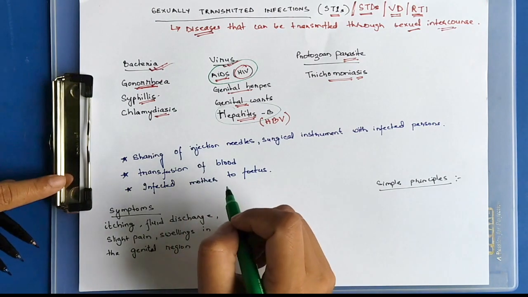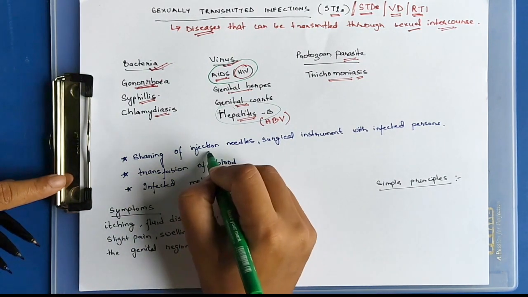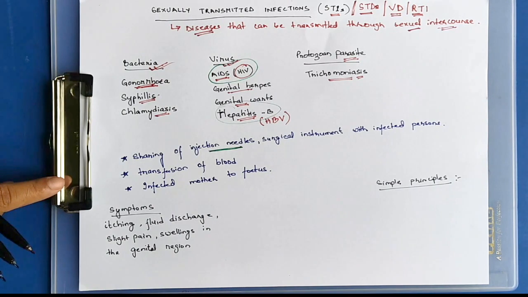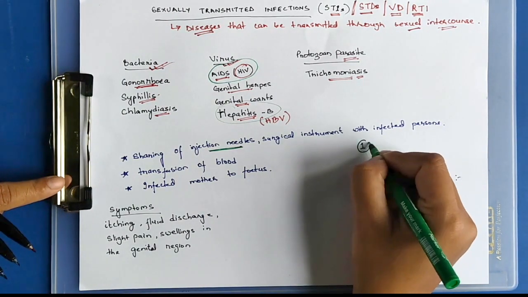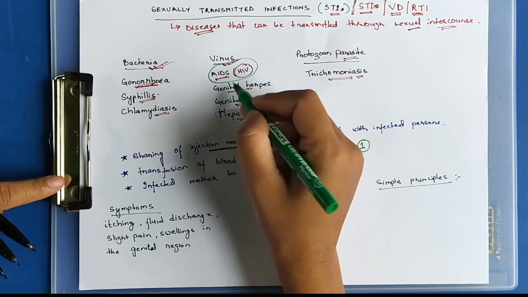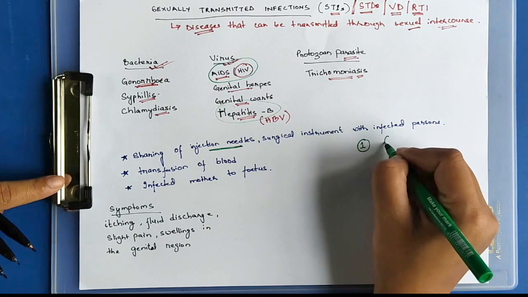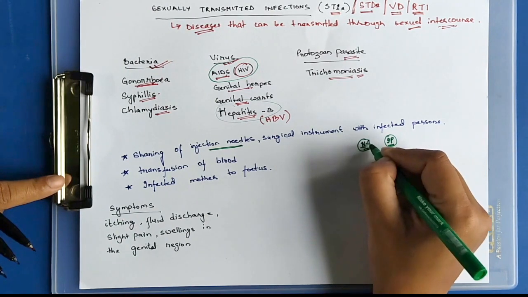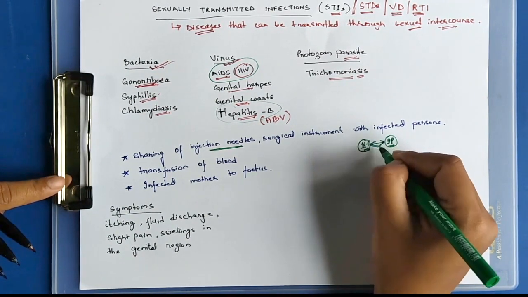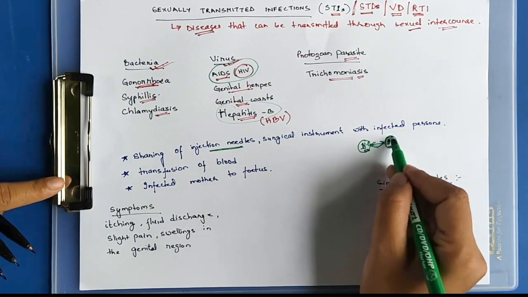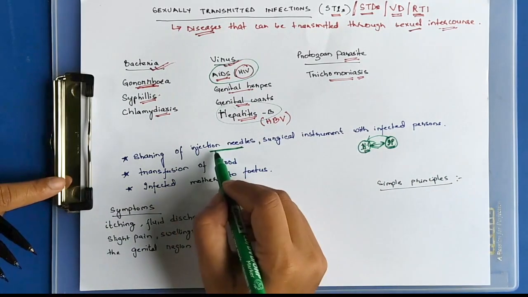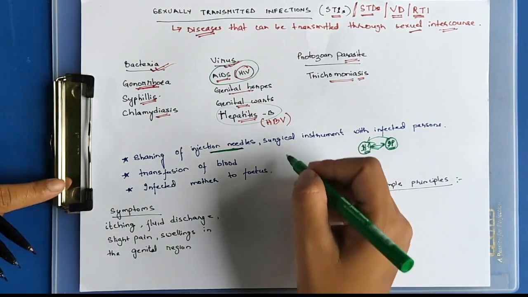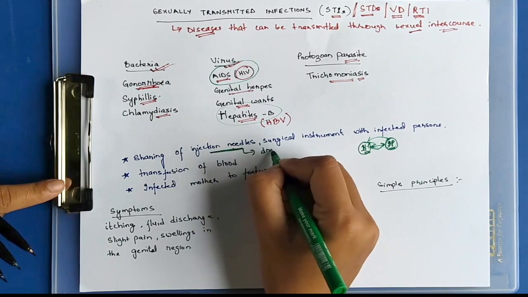It is also spread from one person to another person by sharing of injection needles. A normal person who is not infected by any disease, by any hepatitis or AIDS, and an infected person: if they share needles, the disease can be transmitted from the infected person to the normal person. So through sharing of injections, needles, these diseases can be transmitted from one person to another person. It is very common in drug users.